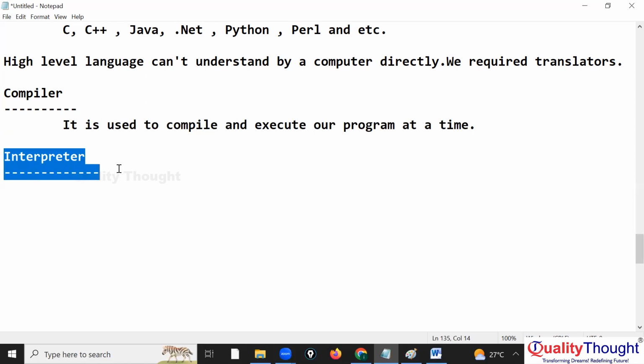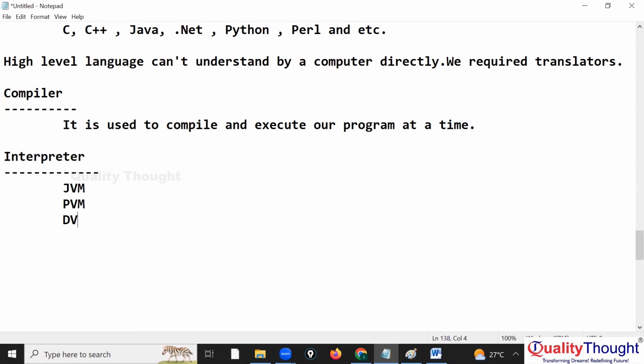But who is responsible to execute the code? The interpreter, nothing but the JVM, Java Virtual Machine. Remember, when you are going for an interview, if anyone asks who is executing the Java program, tell them the Java program is executed by the JVM, Java Virtual Machine. When you are learning Python, the PVM will execute Python programs, Python Virtual Machine. When you are learning Android, DVM, Dalvik Virtual Machine.